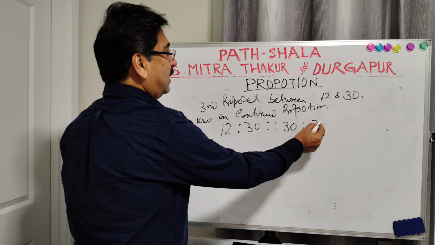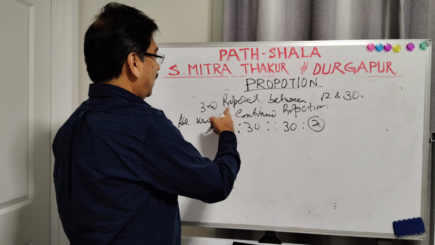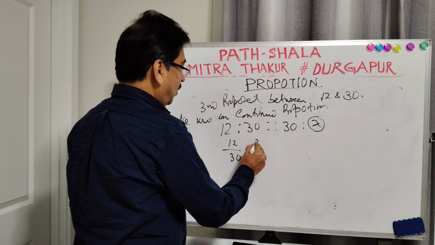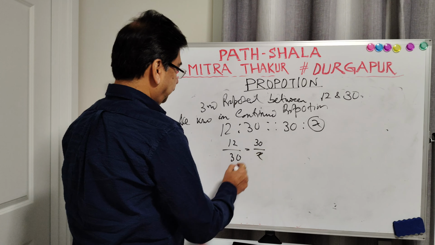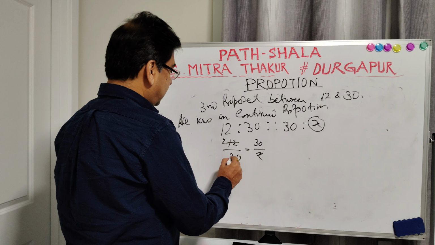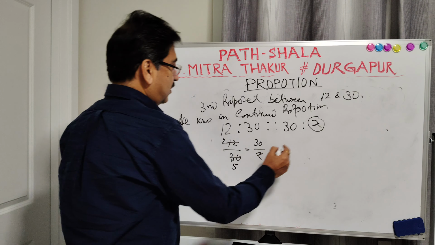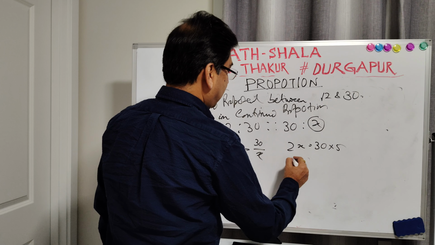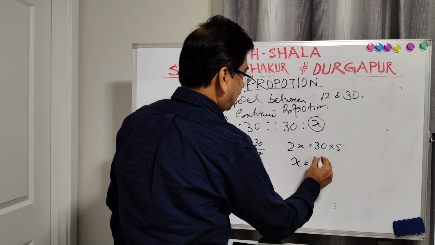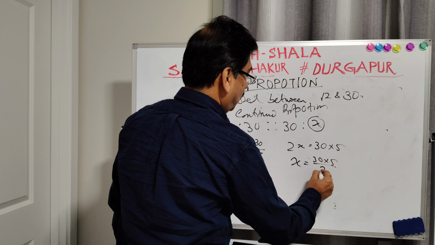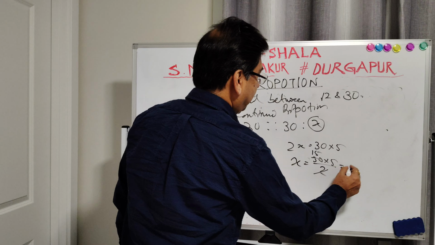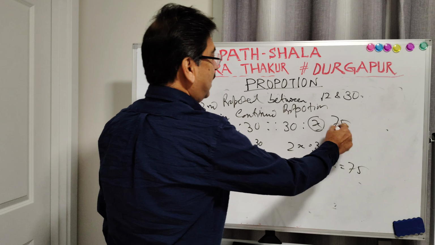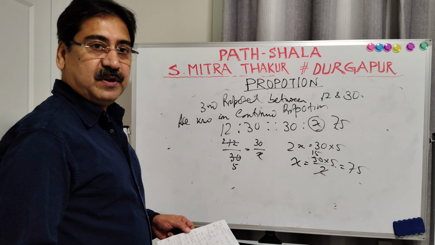Now I calculate the x. This is the third proportional. So 12 by 30 equal to 30 by x. 6 2 jar 6 5 jar. So 2x is equal to 30 into 5. Then x is equal to 30 into 5 by 2, 15, that is 75. So the third proportional, x, will be 75. This is the answer, right?